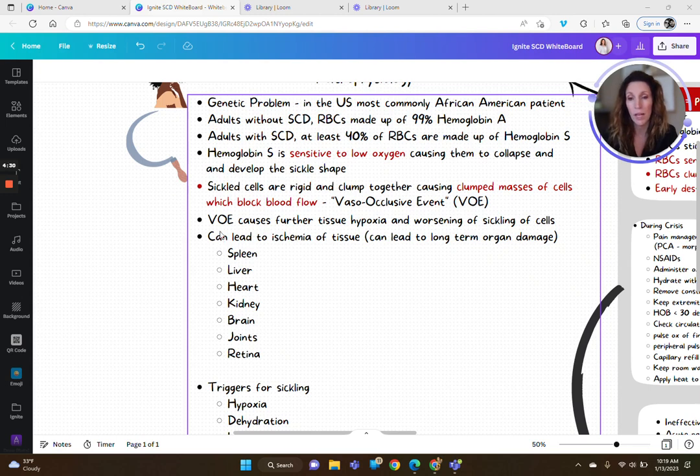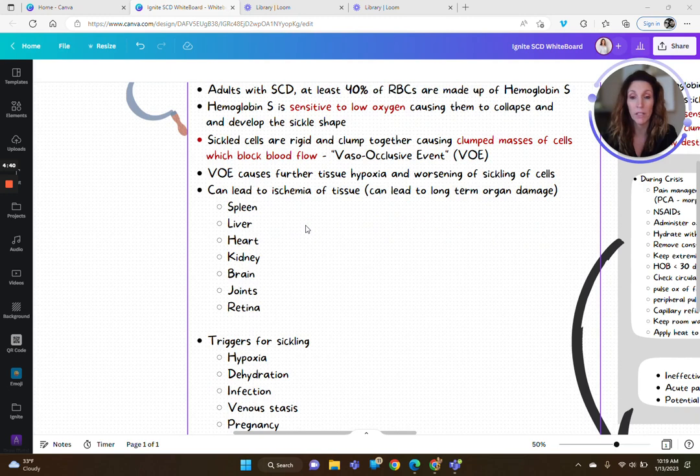So it's like a problem that creates worsening of the problem. So when a patient has a vaso-occlusive event, it can lead to ischemia of tissue. So this can lead to long-term organ damage. And areas that are commonly affected by vaso-occlusive events are the spleen. There's a lot of blood that passes in and out of the spleen. Similarly, the liver, lots of blood passing in and out of there, lots of little tiny vessels that can get occluded and then have problems. The heart, the kidneys, the brain.